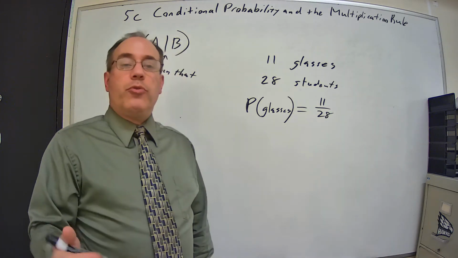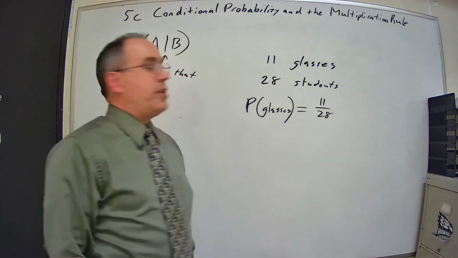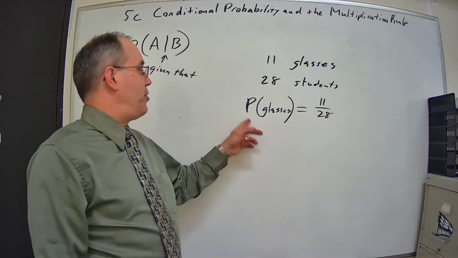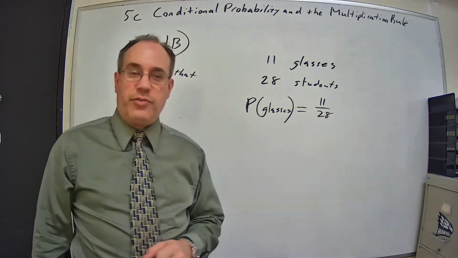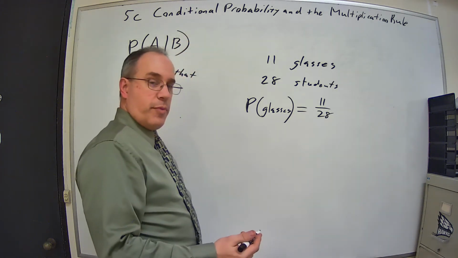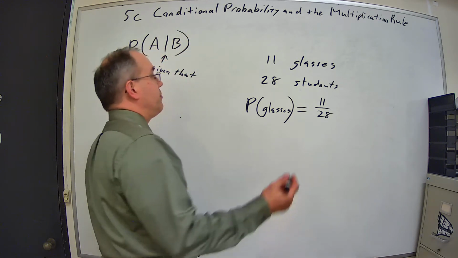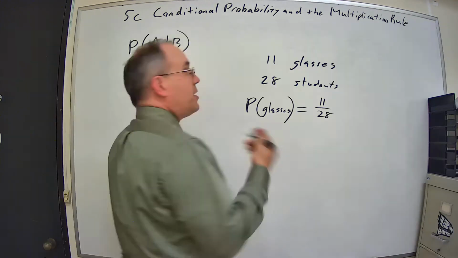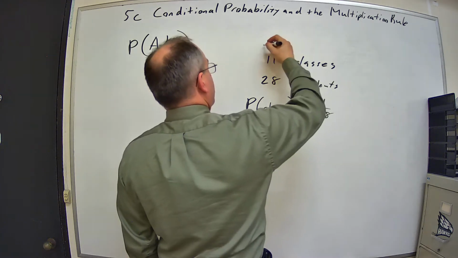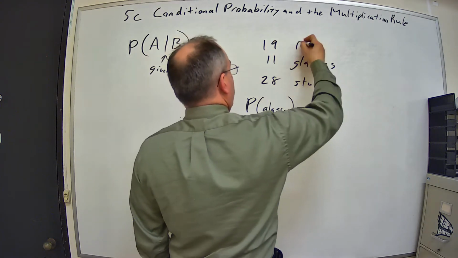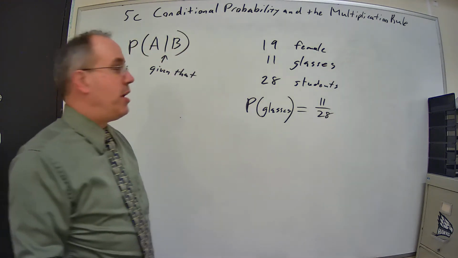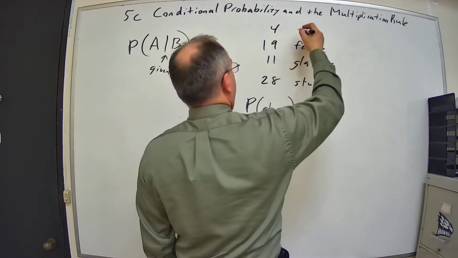Now let's add a little more information. This is an unconditional probability. We know how many people have glasses out of how many people in the class. The probability that someone wears glasses is 11 out of 28. Now I add this additional piece of information, or additional pieces of information, we'll say that. What if I say there are 19 females in the class, and of those females, 4 are wearing glasses?